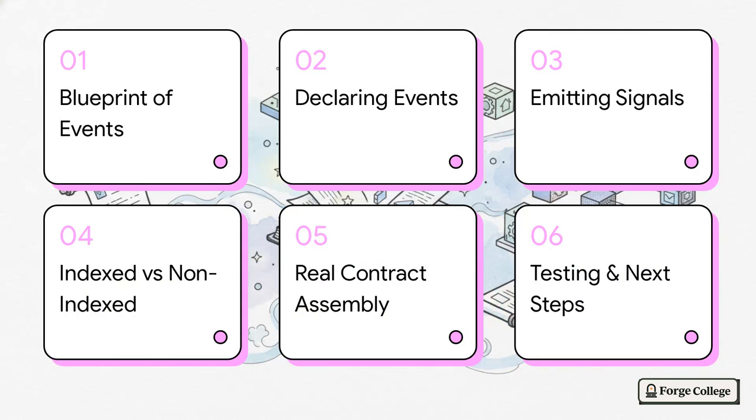All right, here's our engineering schematic for today. First, we'll hit the blueprint of events. Second, declaring events. Third, emitting signals. Fourth, the whole indexed versus non-indexed debate. And fifth, real contract assembly.